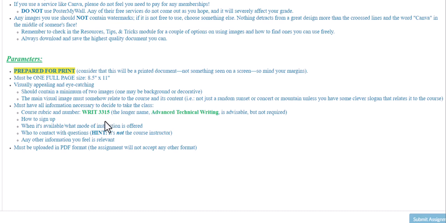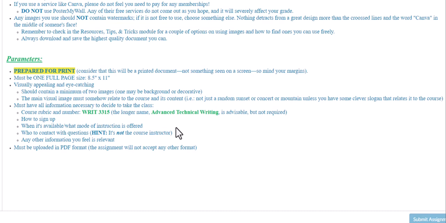Make sure you include how to sign up for the course, when and where it's available, what modes of instruction are available. And again, this doesn't have to be my specific course. You could just say Writing 3315 in general, which I'm sure the university offers in different formats. Make sure you put in who to contact with questions. That is not me. If someone is interested in this course or signing up or has some question about their enrollment at UHCL, who would they need to contact? Where would they find that information?